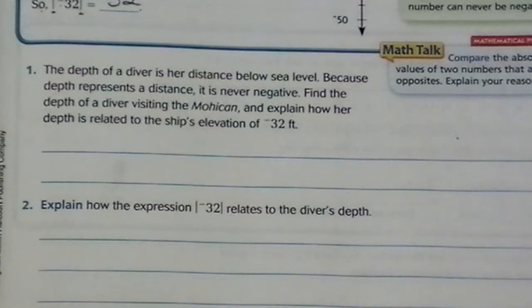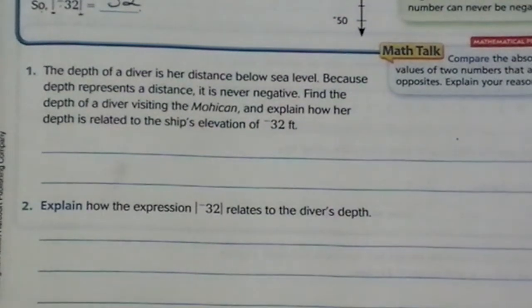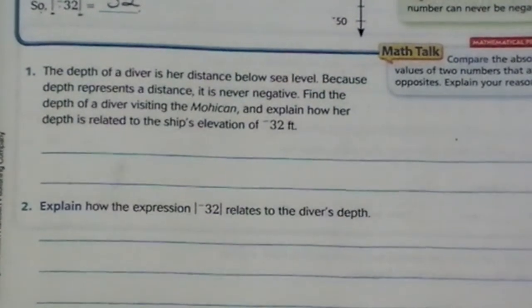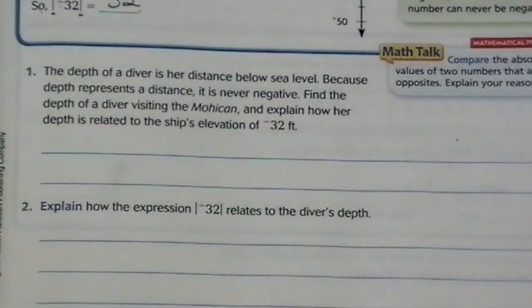Let's look at the bottom of the page as I slide my book up. All right, that's good enough. Number 1 says the depth of a diver is her distance below sea level. Because depth represents a distance, it is never negative. Find the depth of a diver visiting the Mohican and explain how her depth is related to the ship's elevation of negative 32 feet.